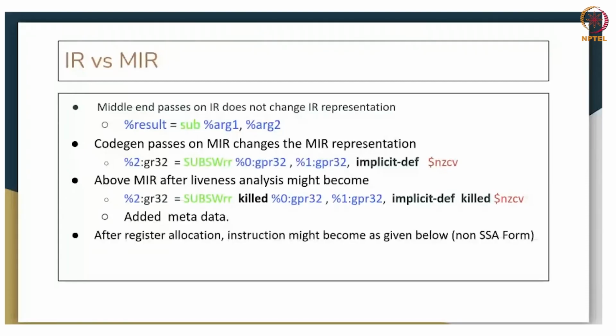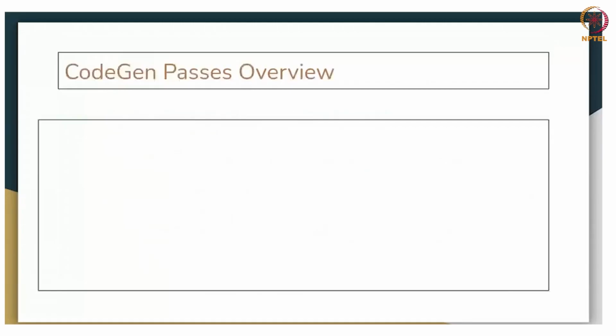After register allocation, instructions might become as given below. After register allocation, it's not in SSA form, because the virtual registers are replaced by the physical registers. Each register will be loaded and stored many times, so single assignment to a register is not valid.